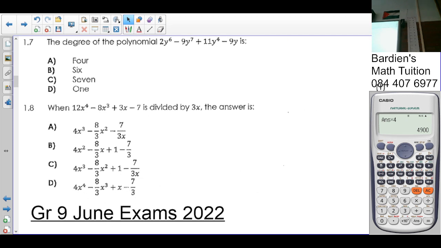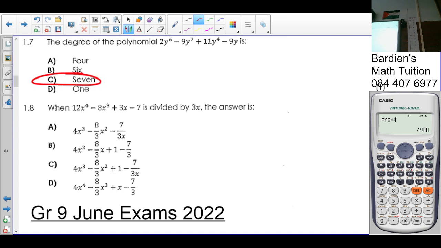The next one, the degree of the polynomial. The degree is the highest exponent on x. So the highest exponent on x here is 7. So it's going to be 7th degree, which is C.